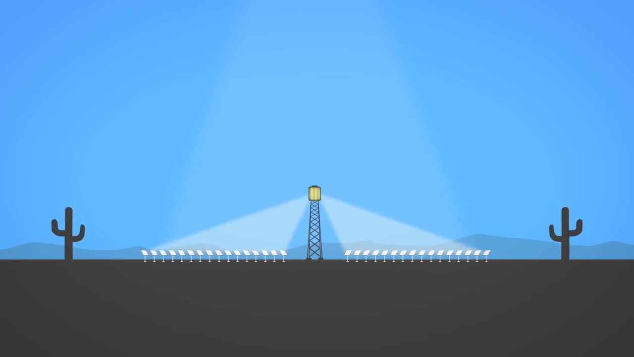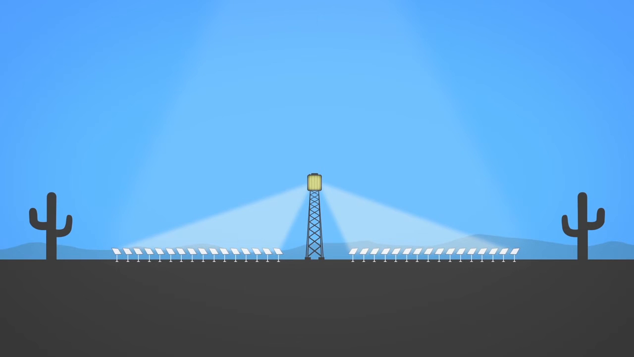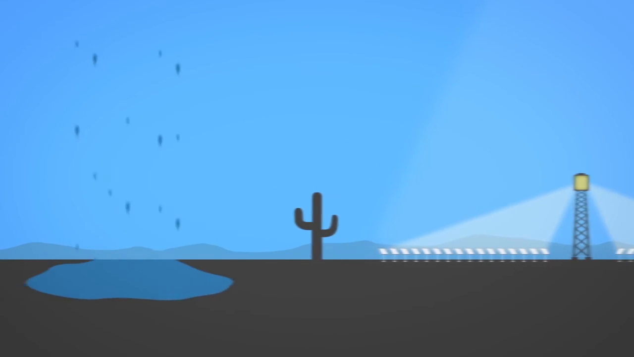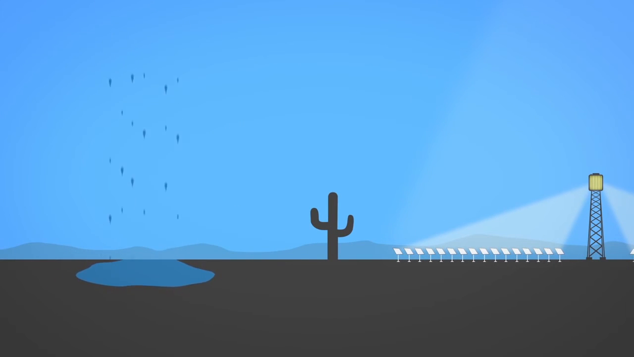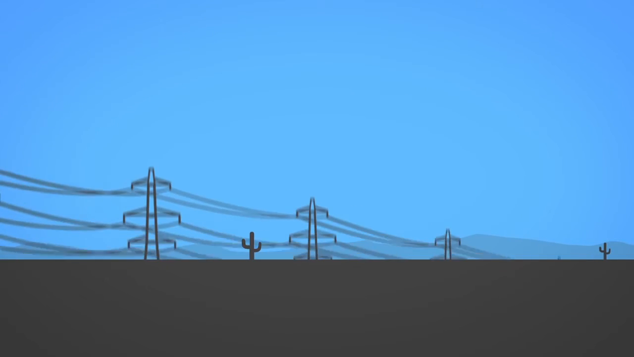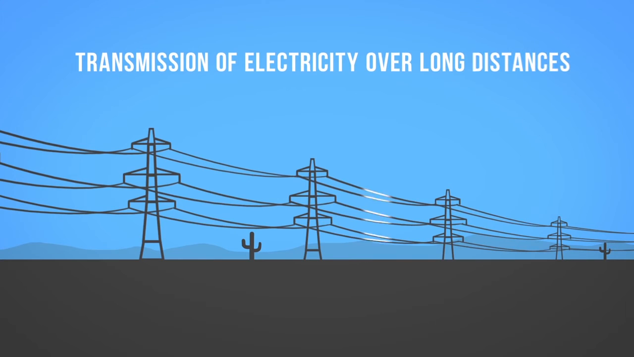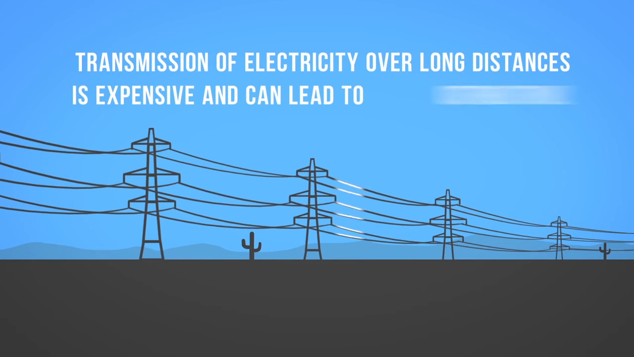A key disadvantage to CSP is that installations are normally located in remote desert areas. Given that steam turbines are required to produce electricity, water access and evaporation are concerns for the viability of the technology. In addition, transmission of electricity over long distances is expensive and can lead to distribution losses.